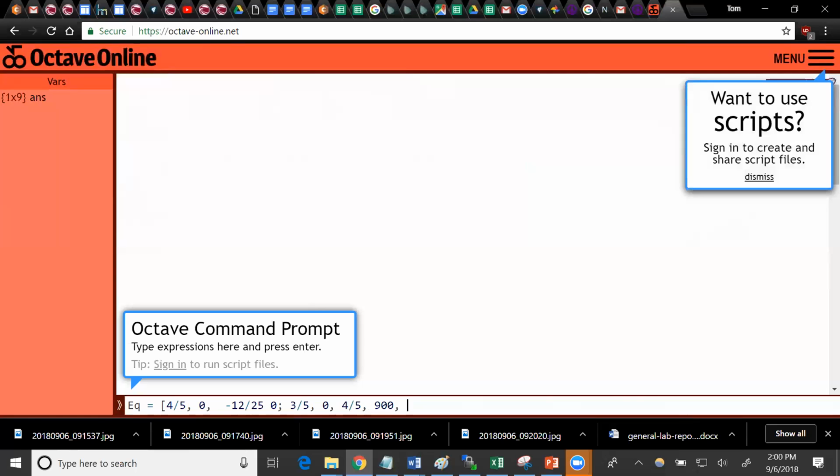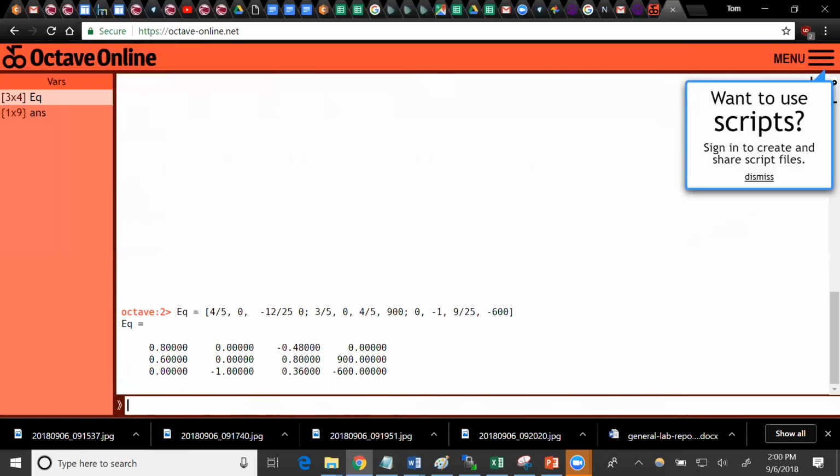Now you got to do the third equation. Semicolon, go to new line. What is the equation? What times F1? 0. Good. It's 0, negative 1, 9 over 25, equals -600. That's your whole system of equations.